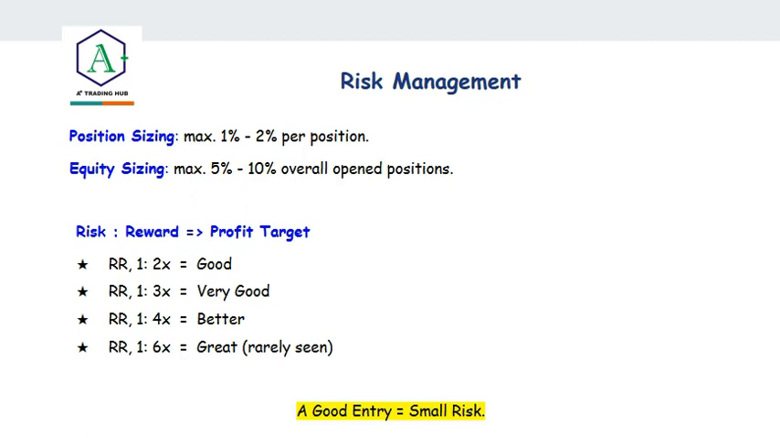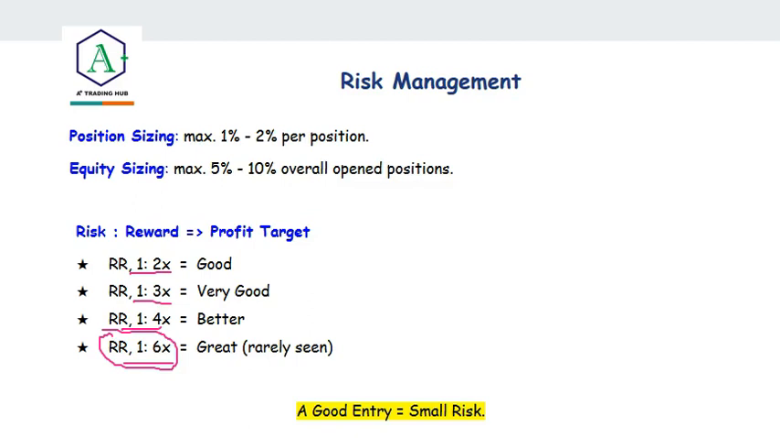So for risk to reward, if you use 1:2 risk to reward, it is good. If you use 1:3 risk to reward, it is very good too. If you use 1:4, better. If you use 1:6, it's great. But this is rarely seen, except you are a long-term investor or position trader. You are ready to wait for maybe up to 2 or 3 months for your trade to reach your take profits. You can do 1:6 risk to reward.